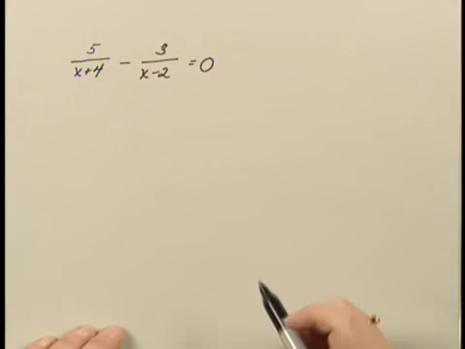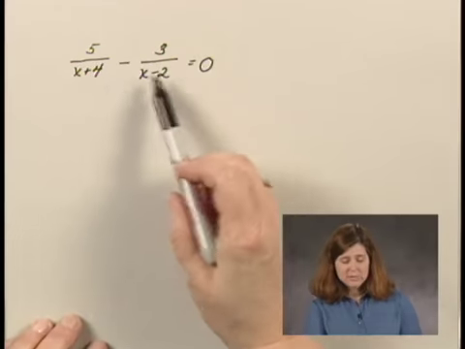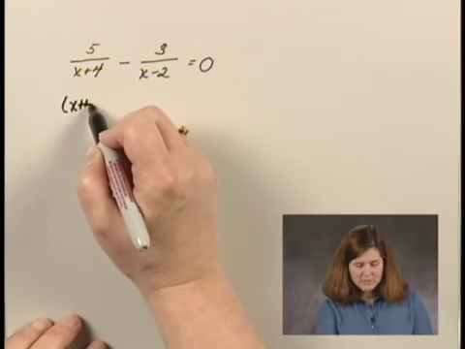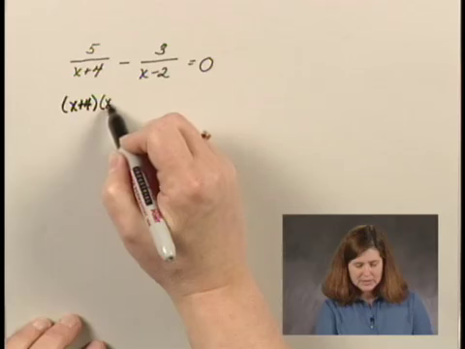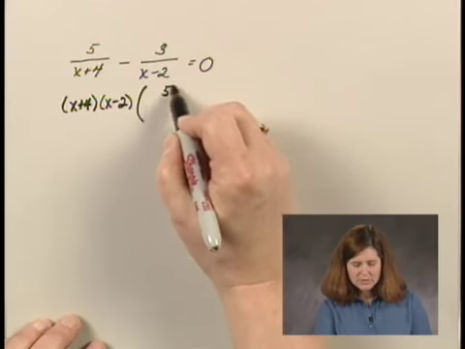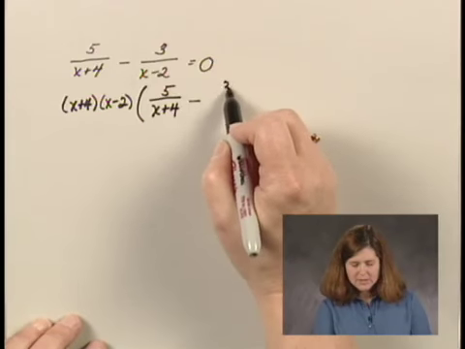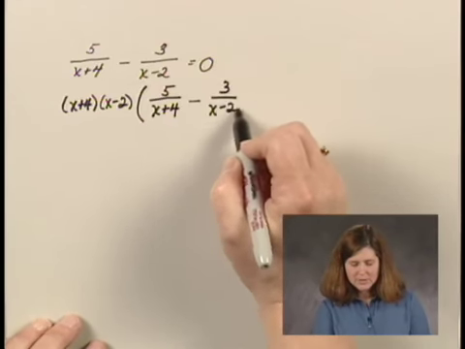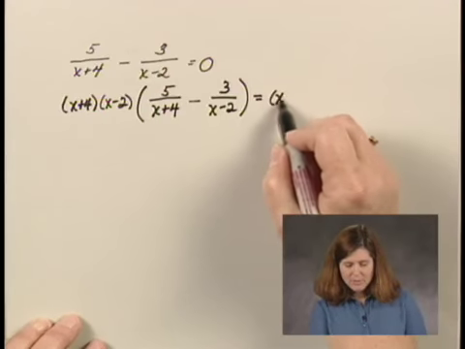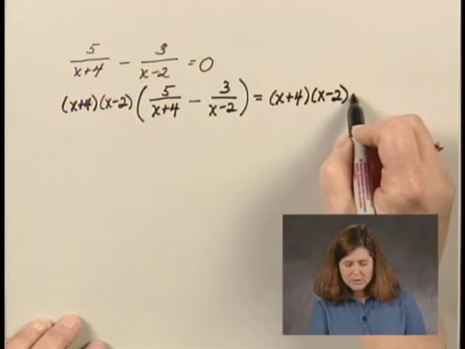We are going to multiply by the least common multiple, which is x plus 4 times x minus 2. So we have x plus 4 times x minus 2 times the left side of the equation, which is 5 over x plus 4 minus 3 over x minus 2. And we have to multiply the other side of the equation by the same quantity, x plus 4 times x minus 2 times 0.